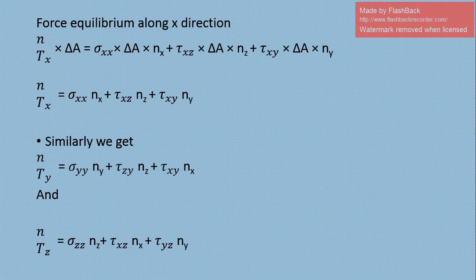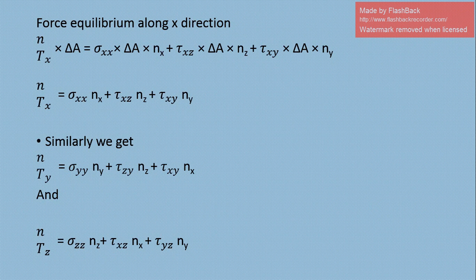The sum of these values will give the net force along the x direction, which will be equal to Tnx into delta A. After cancelling delta A on both sides of the equation, you will get Tnx is equal to sigma xx nx plus tau xz nz plus tau xy ny.